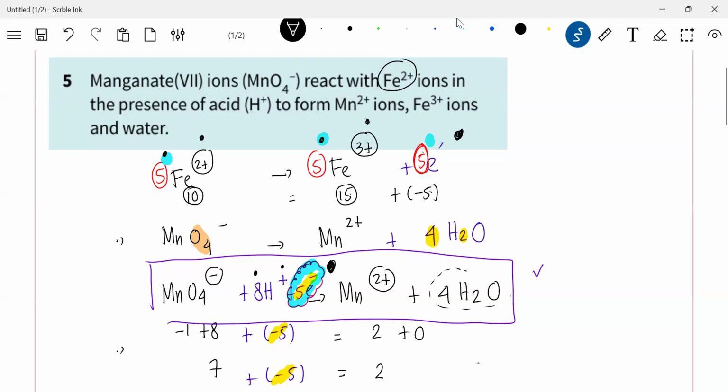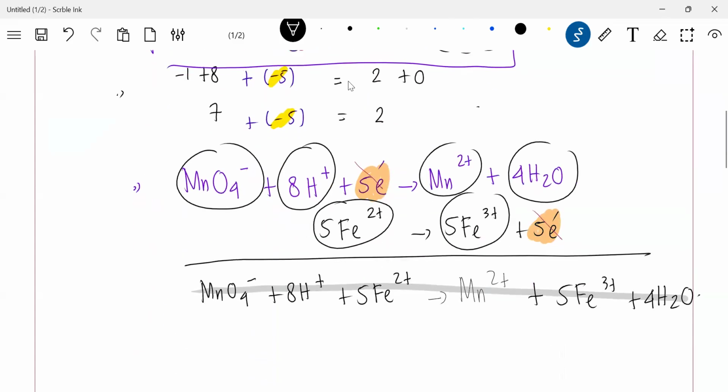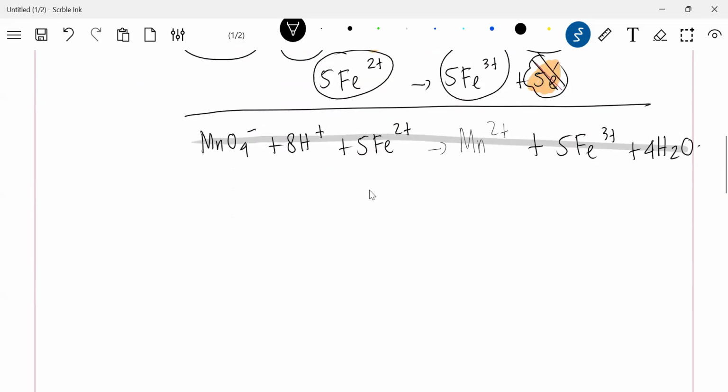No. So this is 5 electrons. This is also 5 electrons, so we can eliminate them. If it is not the same, we cannot eliminate it. This is the characteristic of how to make the balanced equation. Okay, nice. Next.